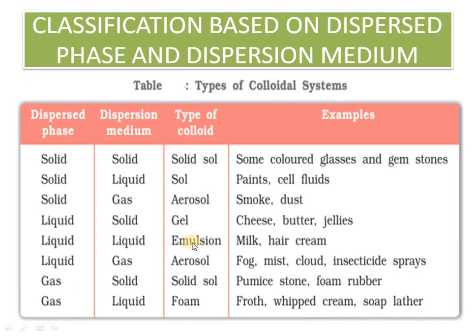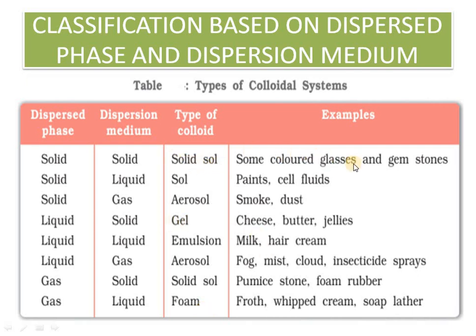All we are talking of medicines. Liquid medicines are there, that is coming under gels. Gels are coming under cheese, butter, jellies, and emulsion. That is coming under emulsion, like glycodine, or any syrups, medicinal syrups. Liquid gas: aerosol, like spray and all that. Gas solid is more here. Solid foam: pumice stone, foam rubber. And gas liquid is foam. It can absorb moisture. So these are the examples.